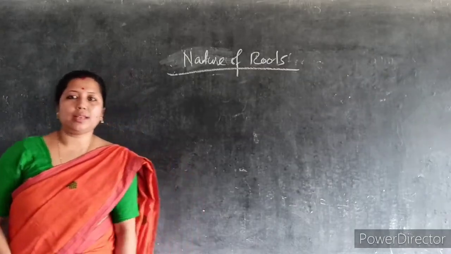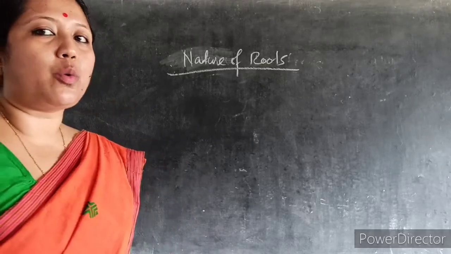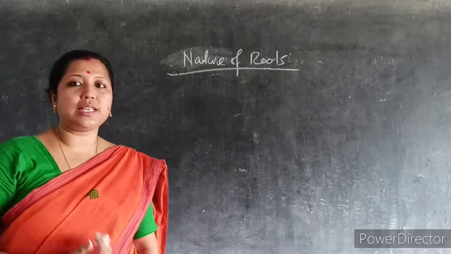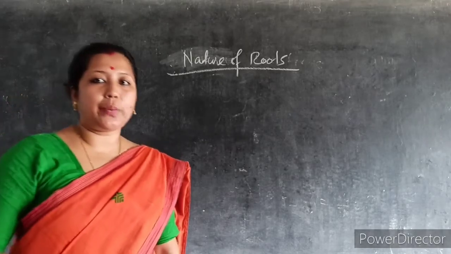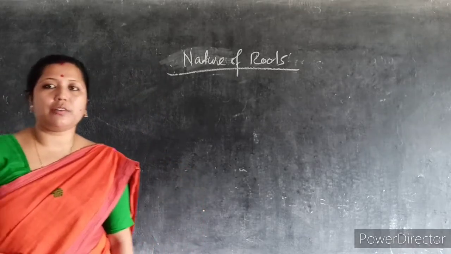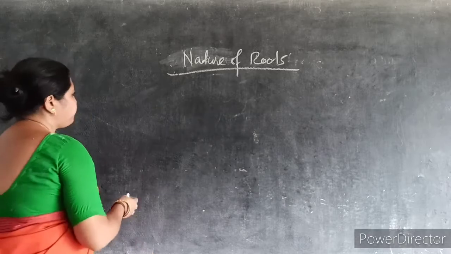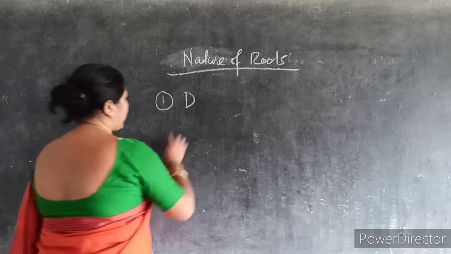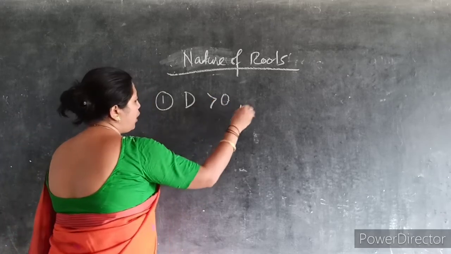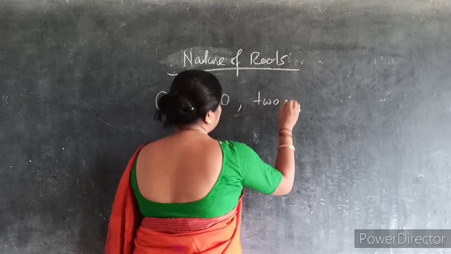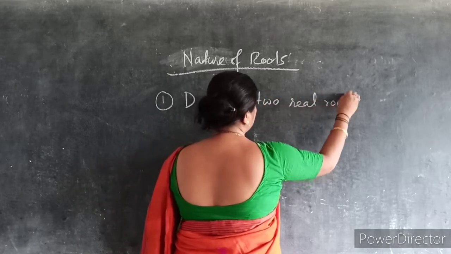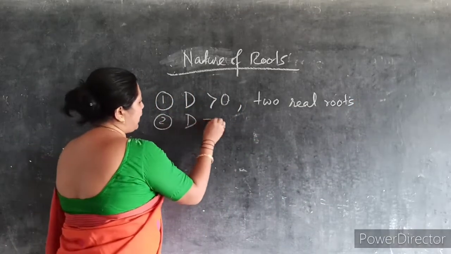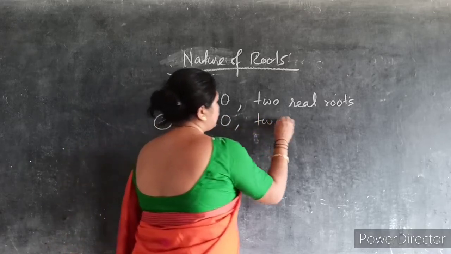Now, one more thing: let us learn what the nature of the roots is. Since there are two roots in a quadratic equation, how will we know the nature of the roots? There are three conditions. One is when your D, meaning your discriminant value, is greater than 0: you will get two real roots. Second is when your discriminant value is equal to 0: you will get two equal roots.